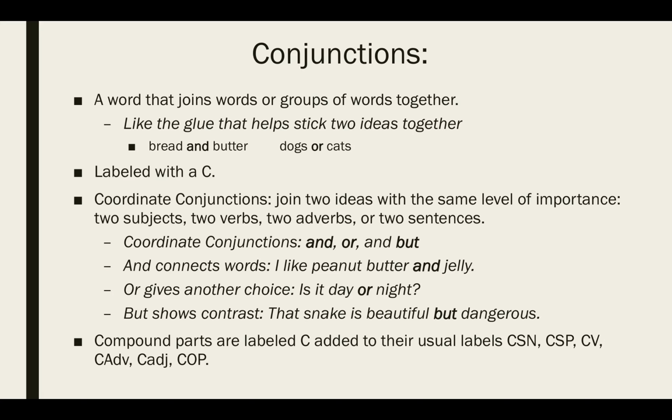A specific kind of conjunction we talked about is coordinate conjunctions. These join two ideas with the same level of importance, like two subjects, two verbs, two adverbs, or two complete sentences together. The coordinate conjunctions we talked about are and, or, and but. These conjunctions can play a couple roles within a sentence. They can connect words. For example, I like peanut butter and jelly.